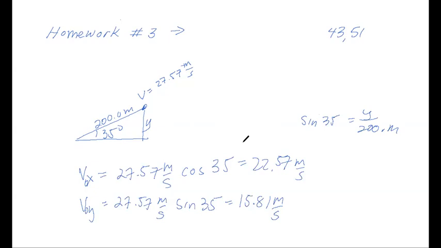I'll just solve it on my calculator. On clear, sine 35 times 200. That's going to be 114.71. All right, so let's go ahead and do this. So we need to know when this guy is 0.